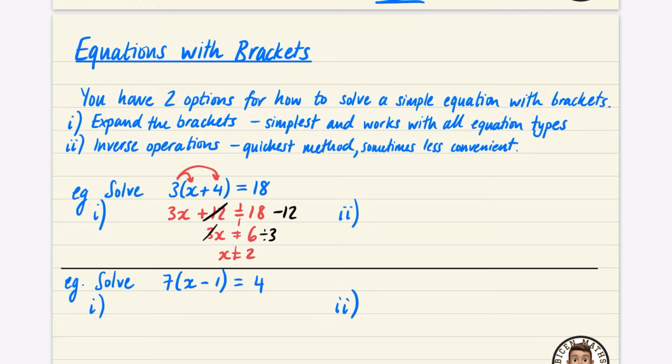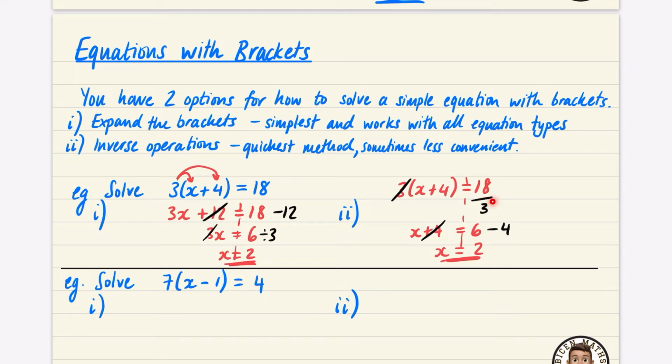Now the other way that you could have done this question, if we have 3 brackets x plus 4 equals 18, if we think about what's happening to x, the first thing that's happening to x, because it's inside the brackets, is plus 4. This then means it is multiplying by 3. So if you wanted to, you could get rid of that 3 by dividing by 3, leaving you with just an x plus 4 equals 18 divided by 3, which is 6. You could then get rid of the plus 4 by subtracting 4, and so x is equal to 6 take away 4, which is 2. So you end up with the same one.